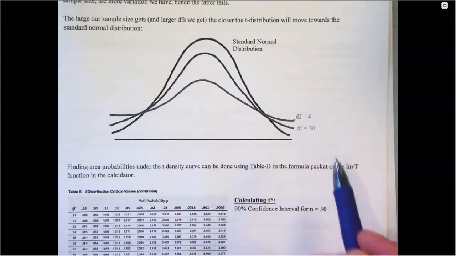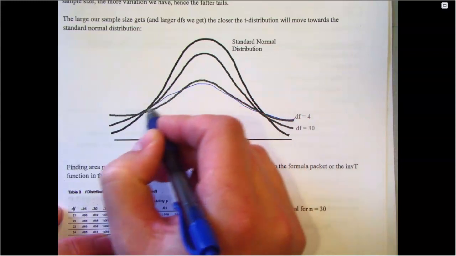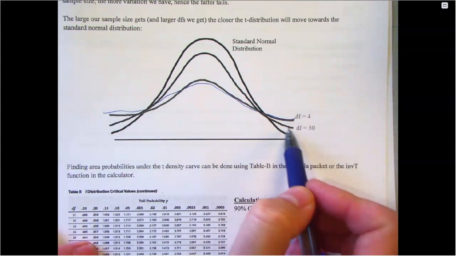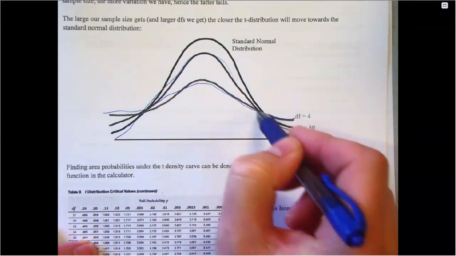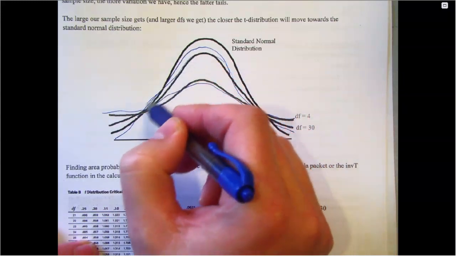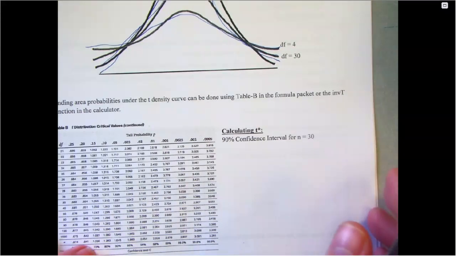This is exactly what I was just doing. So degrees of freedom of 4 is the slower one, more spread out. Degrees of freedom of 30 would be a little bit steeper. 100 would be closer. And I want you to look at this bottom one.